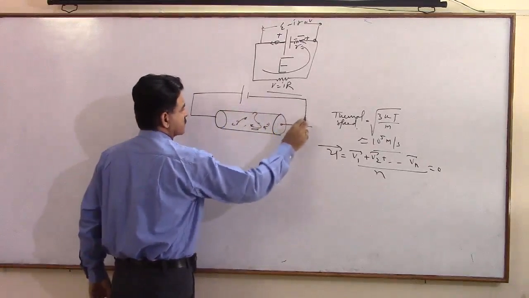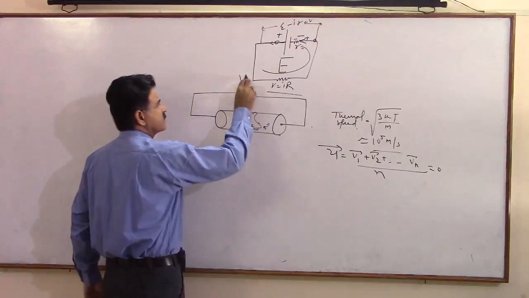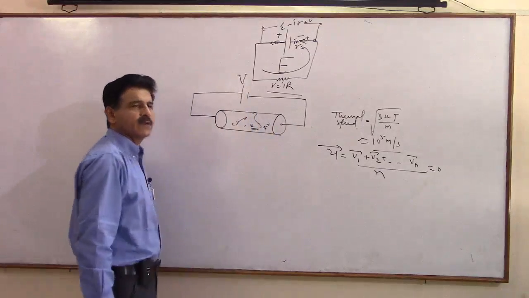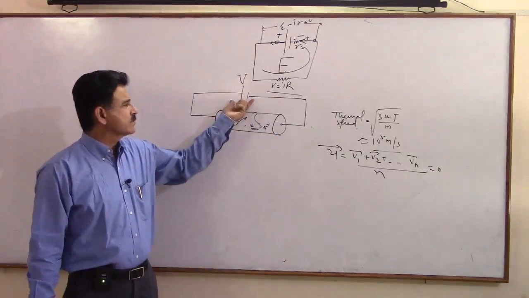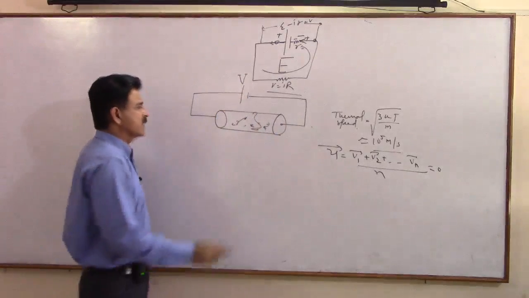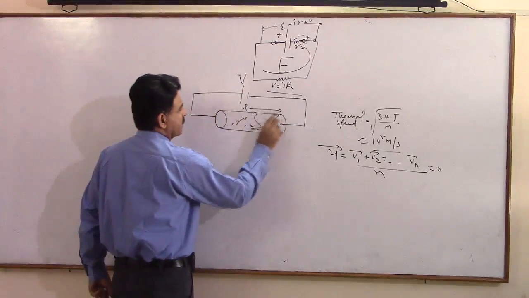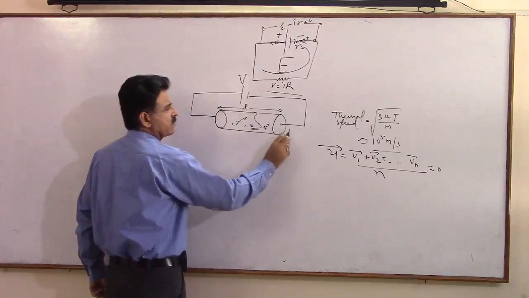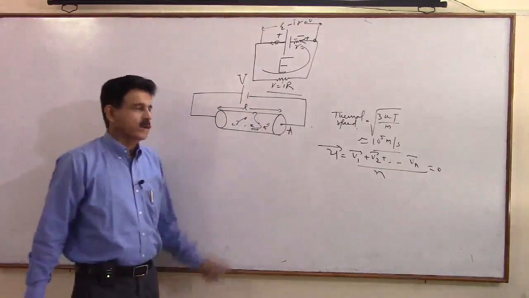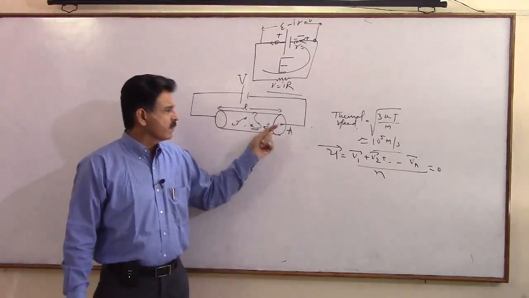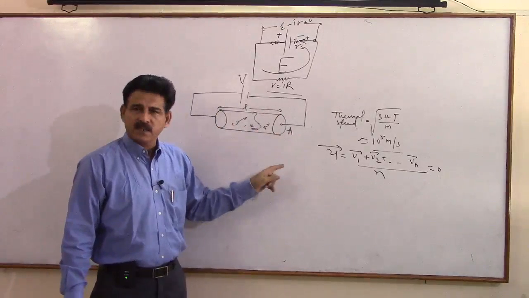We apply a voltage across this. Let us call this voltage V. This is an ideal battery, so E and V are equal. So I just put this V across this. Let me take the length of the conductor as L, and let me take the cross section area of this conductor as A. So L is the length of this conductor, A is the cross sectional area of this conductor, right?